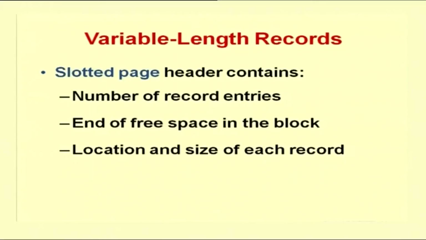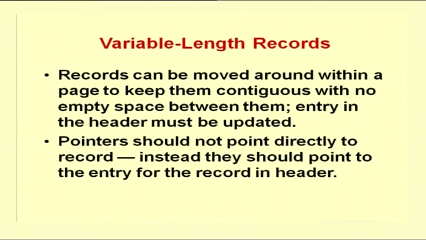So, you use what is called a slotted page header for representing variable length records. The slotted page header contains the number of record entries, and it also indicates the end of the free space in the block and the location and size of each record. This information is stored in the header. Records can be moved around within a page to keep them contiguous with no empty space between them, but in that case the entry in the header must be updated, and pointers should not directly point to the record, instead they should point to the entry of the record in the header. So, you do not directly point.